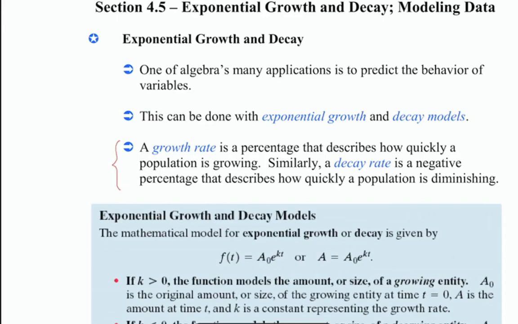If it were linear, we would use a line with a negative slope. But in this case, it's going to be more of a curve, and we need to be taking that negative percentage and we will put it into the exponent position.